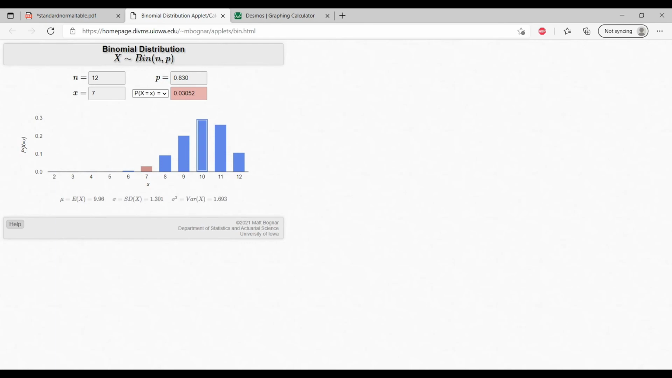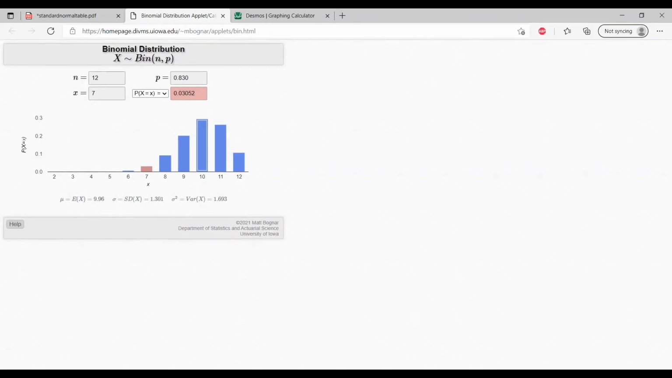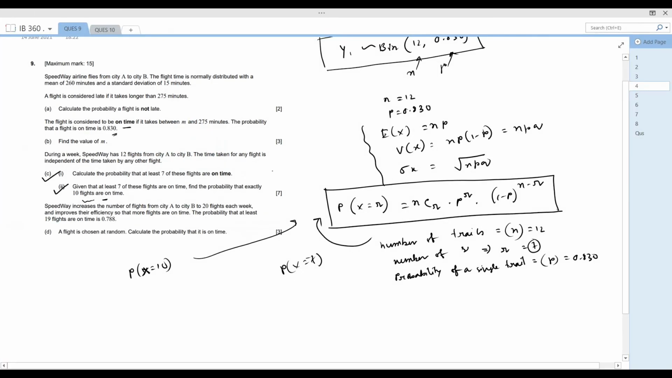So again, from the graph I have also given you the solution. Given that at least 7 of these flights are on time, find the probability that exactly 10 flights are on time. What we need to calculate, 10 flights on time, means the probability will be 0.29595, and we need to calculate all the probabilities previously. So that's why this probability will be calculated and expressed. You just have to put this formula in the calculator that you have, and it will be easier for you to calculate. As I don't have the calculator, and for this huge equation online calculators are also not available, I have given you the graphical representation.